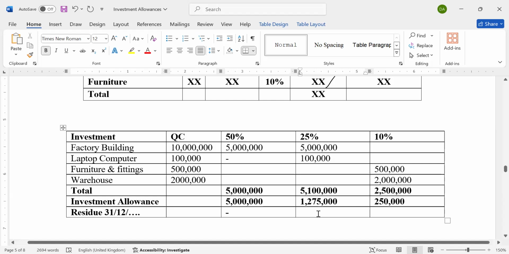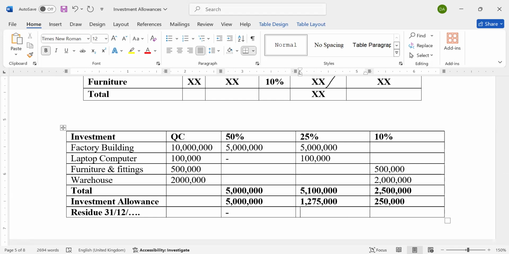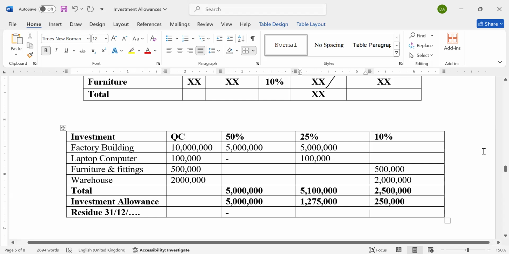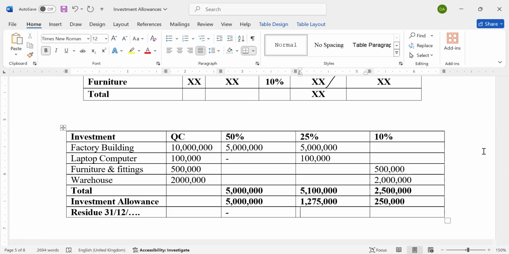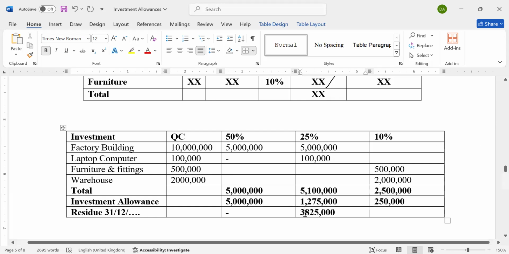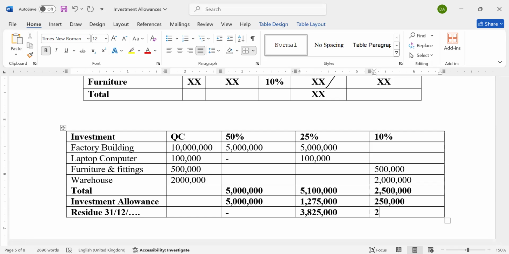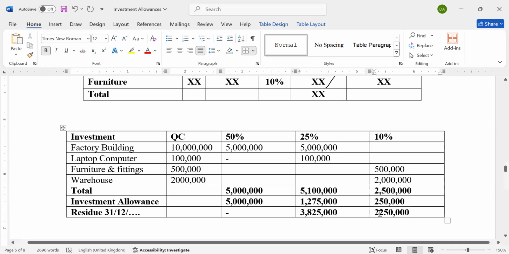Can you calculate it? By subtracting 1,275,000 from 5.1 million, how much is it? 3,825,000. Right, and then we have this. 2.5 million minus 250,000. How much is that? 2,250,000. So this is the residue.